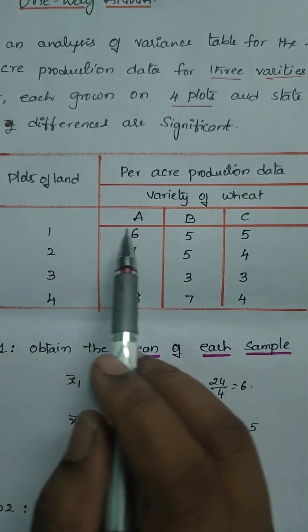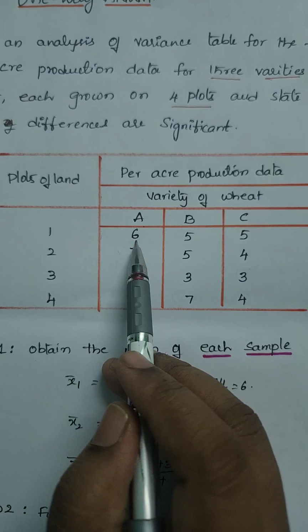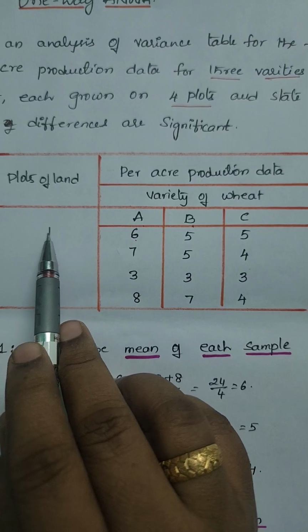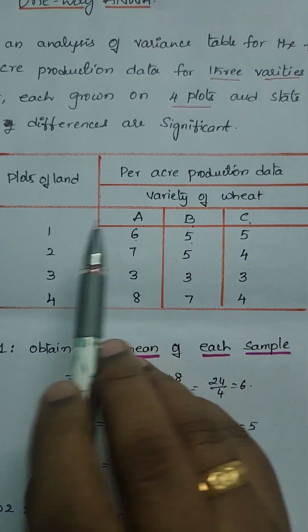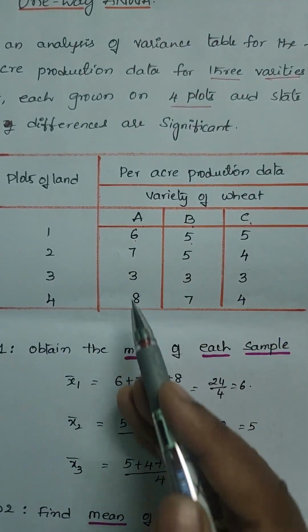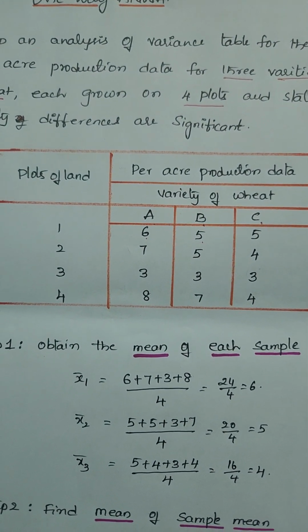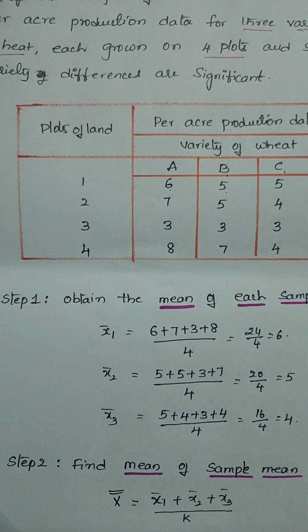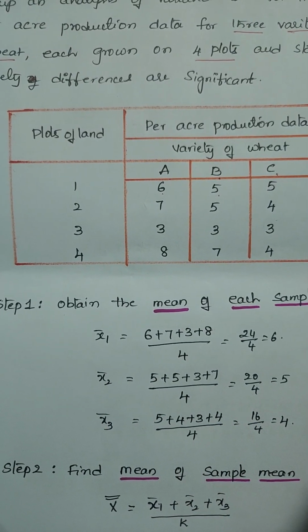So in plot 1, when we use the variety of wheat A, the yield is 6. If we use the variety of wheat B on plot 1, the yield is 5. When we use the variety of wheat C on plot 1, the yield is 5. Likewise, all these entries. Now, to solve this problem, we will first see the procedure.